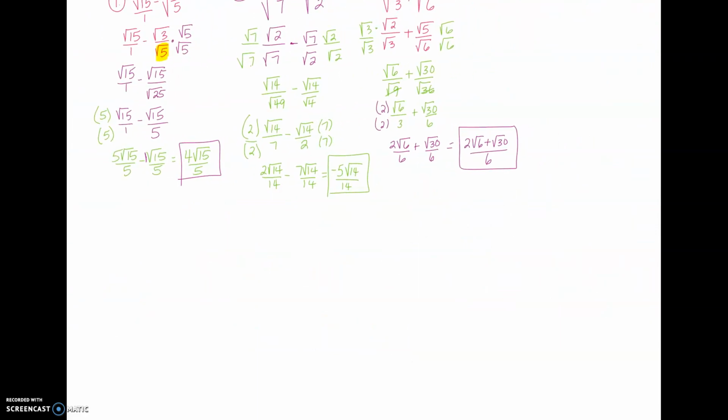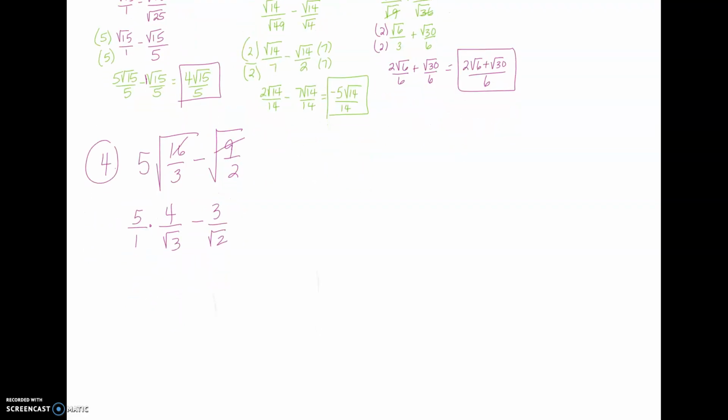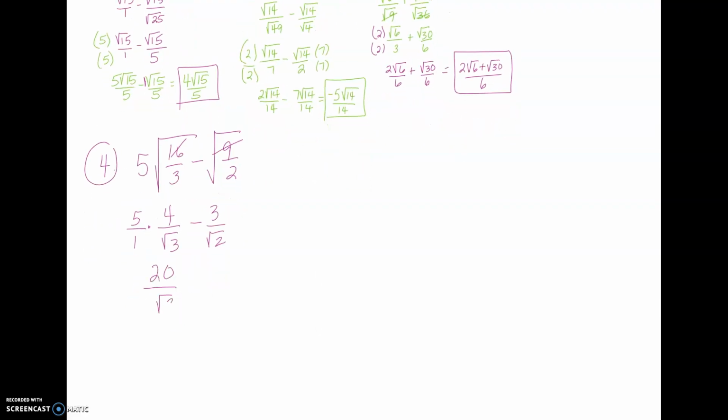Let's go on to this last one. Number 4. 5 times the square root of 16/3 minus the square root of 9/2. All right, so we know that 16 is a perfect square. So I can rewrite this as 5 times the square root of 16, which is 4, over the square root of 3. And when I write this 5, I might as well just make it a fraction, so you know that that's what that means. Minus the square root of 9, that's 3, over the square root of 2. Okay, so this becomes 20 over the square root of 3 minus 3 over the square root of 2.